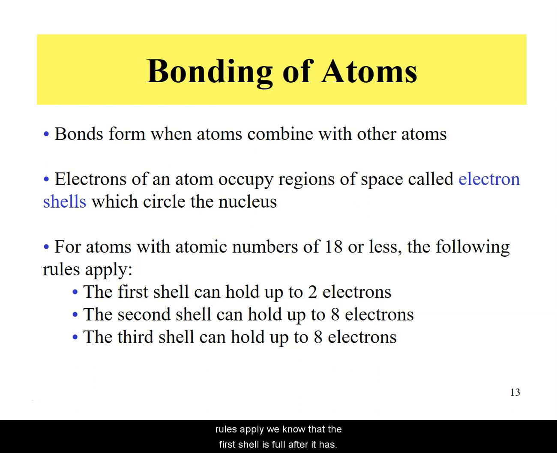We know that the first shell is full after it has 2 electrons in it. And then the remaining electrons will move to the second shell, and it can hold up to 8 electrons. And the third energy level can hold up to 8 electrons. This only works for the first 18 elements. For the elements that go above 18, it's somewhat predictable in the energy levels of their electrons, but it's not always the case.